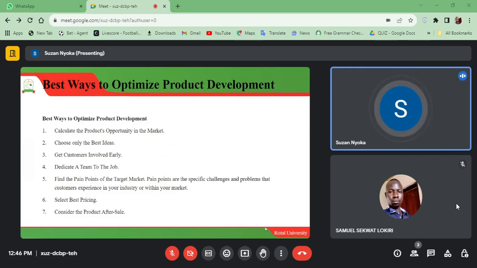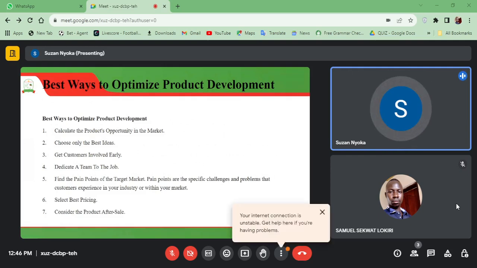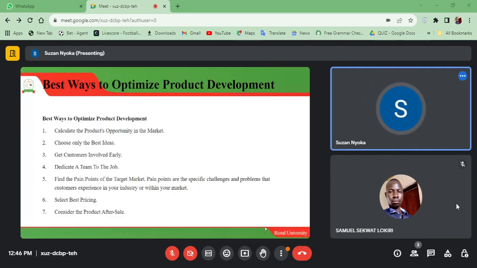Teamwork as well. Then find the pain points of the target market. These pain points are the specific challenges and problems that customers experience in your industry or within your market. You should be able to find the pain points of the target marketplace. Then you should select the best pricing. Make sure you put prices that are affordable by your customers. And then consider the product after sale.